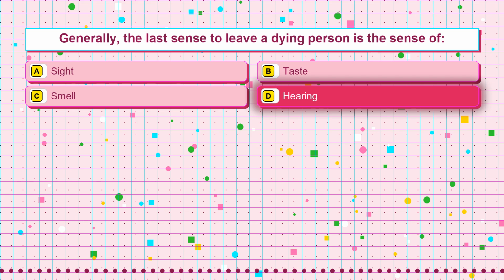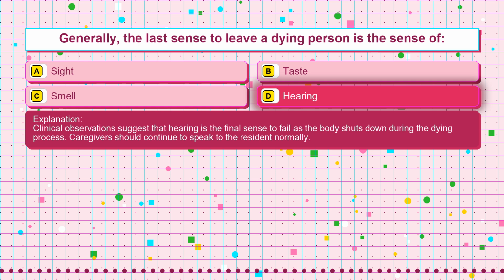The correct answer is option D. Hearing. Clinical observations suggest that hearing is the final sense to fail as the body shuts down during the dying process. Caregivers should continue to speak to the resident normally.